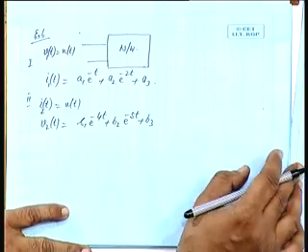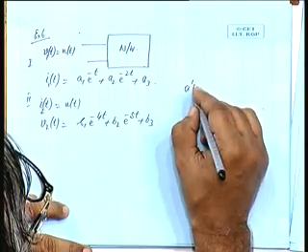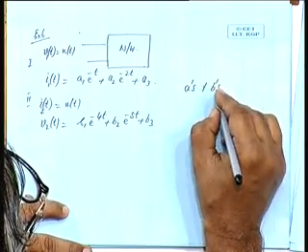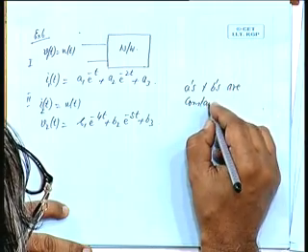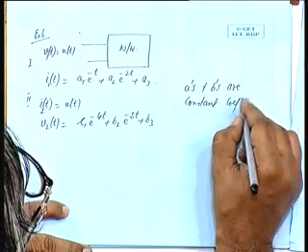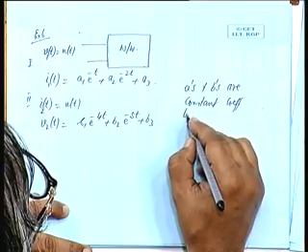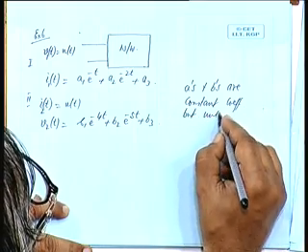Okay. A's and B's are constant coefficients, but unknown.